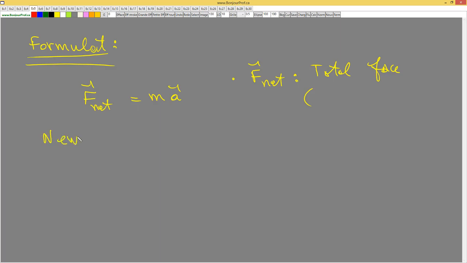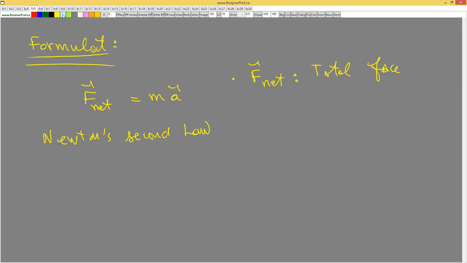This is what we call Newton's second law. Force net, it is the total force. And what is F net? It is the total force. What is adding? Adding all the forces. F net equals adding all the forces.